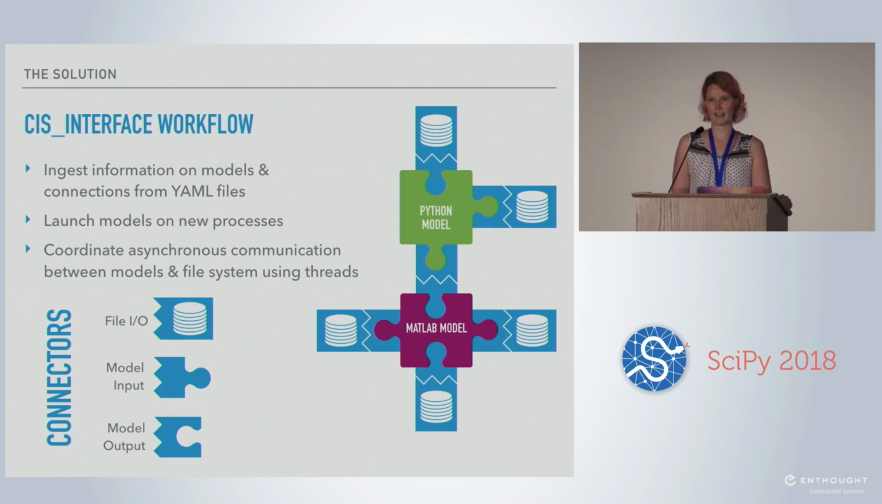The way CIS interface works is it takes in information about computational models built by the scientists from YAML files that declare properties of the model, as well as YAML files declaring how models should be connected. So say you want model A to output to model B, model B to output to a file, etc. And then it launches the models on new processes and then coordinates communication between the models as they run in parallel, asynchronously using threads.